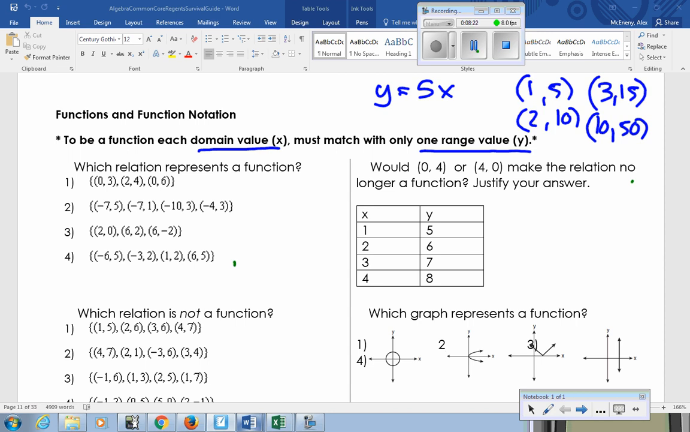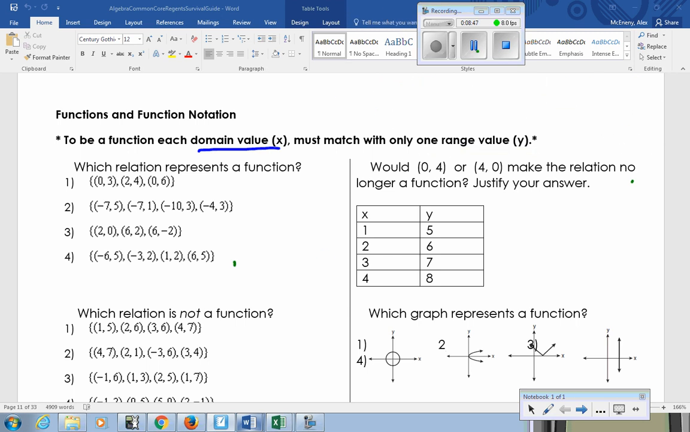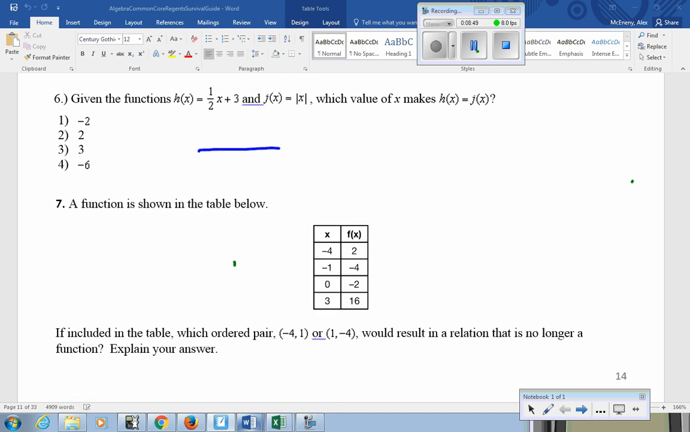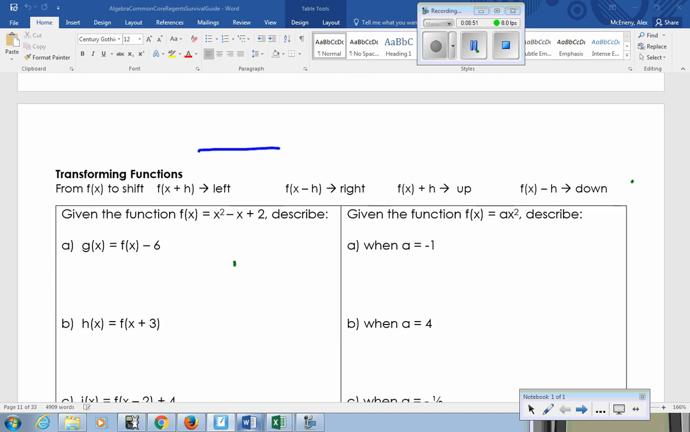Now, if one hat cost me $5, and then someone came along and said, oh, I got one hat, but I got it for $7. Right there, that wouldn't make sense. So that's what the focus is with a function. Okay? You should only get one answer out for one answer in. So, hope that helps with the function questions. Okay, you'll see some of those there.